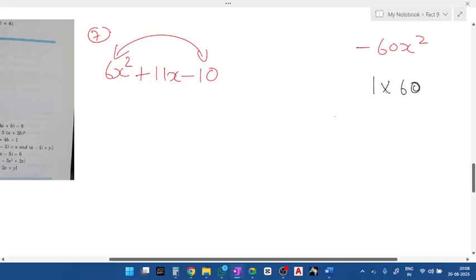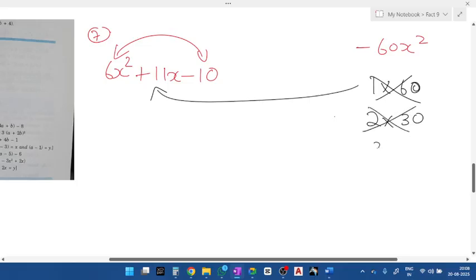Okay. As soon as you write 1 into 60, students, check are we getting 11 when you add and subtract? No. Okay. 2 into 30. Are we getting 11? No. 3 into 20, 4 into 15, 5 into 12. Are we getting 11 for 4 into 15? Yes, very good.